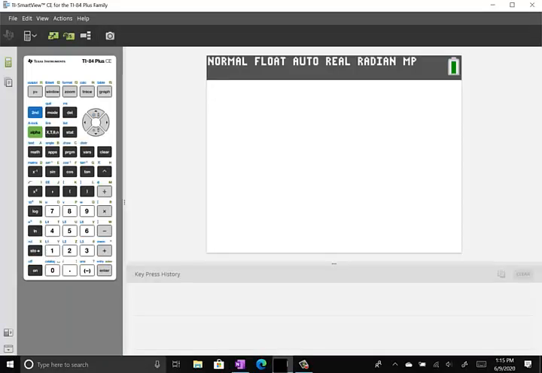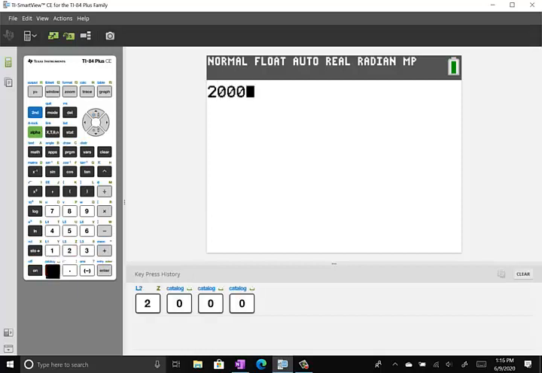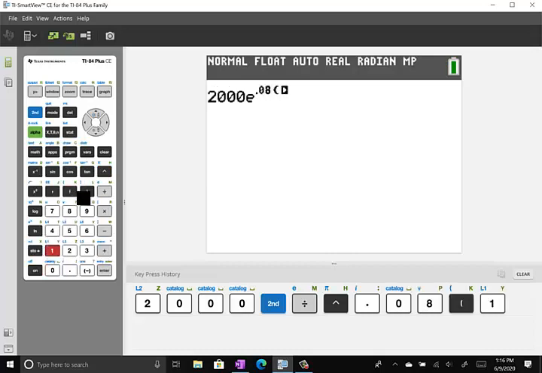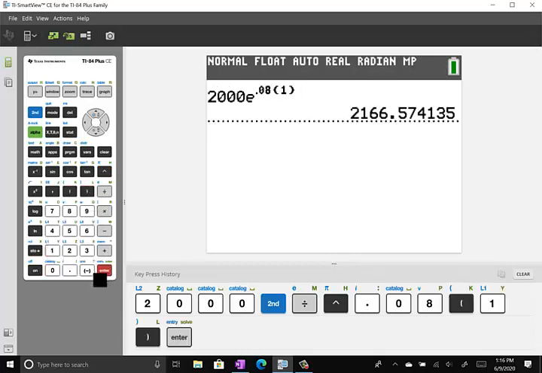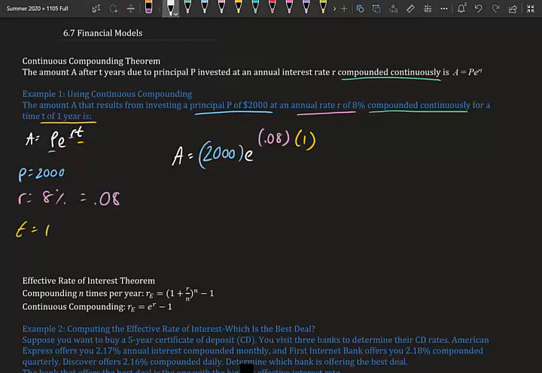So with our handy dandy calculator, we have 2,000 times E, so E is second divide, that's E, to the power of 0.08 times 1. And we get our value of approximately 2,166.574135. So we get A is approximately 2,166.574135, and we round that to the nearest cent because we're talking about money here.